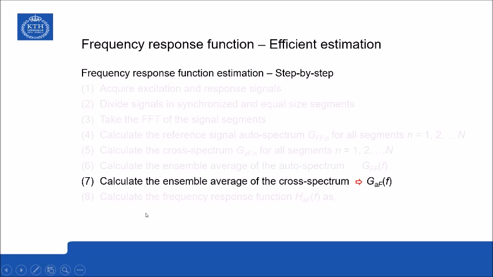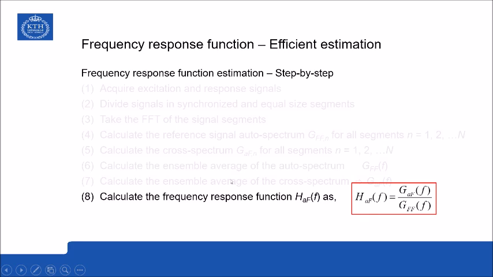And then you calculate the ensemble frequency average of the cross spectrum to obtain the best possible estimate of the cross spectrum. And then finally you calculate the frequency response function as the ratio of the cross spectrum over the autospectrum. So this is the optimum choice of frequency response function estimator in experimental structure dynamics.